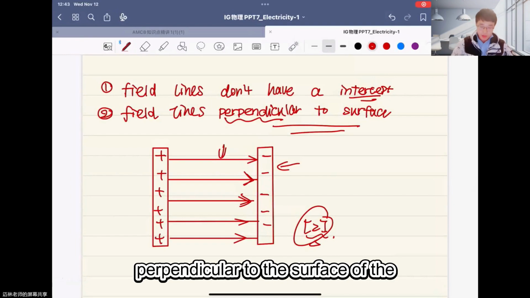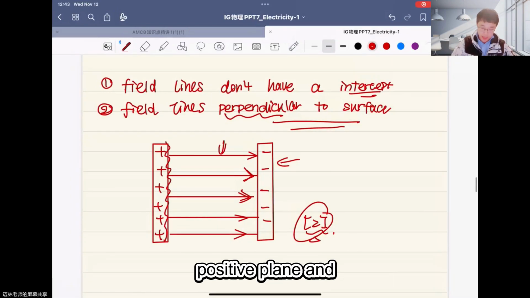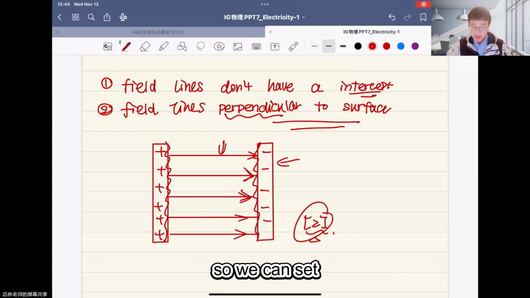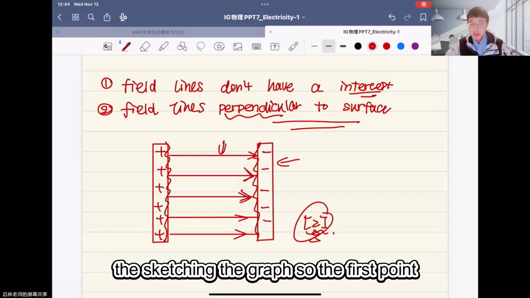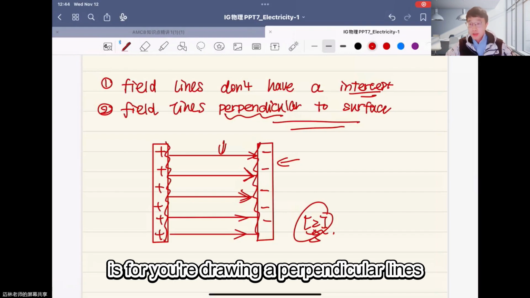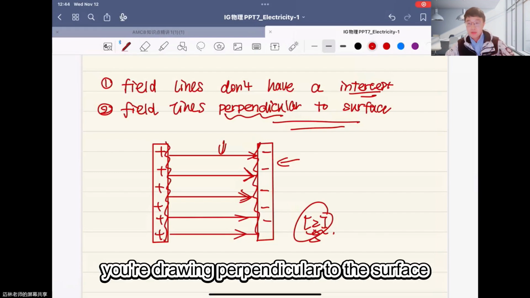And they're all perpendicular to the surface of the positive plane and negative plane. Okay, so here is how to draw this. In the IGCSE test, sometimes we have 2 points for sketching the graph. The first point is for drawing perpendicular lines to the surface.